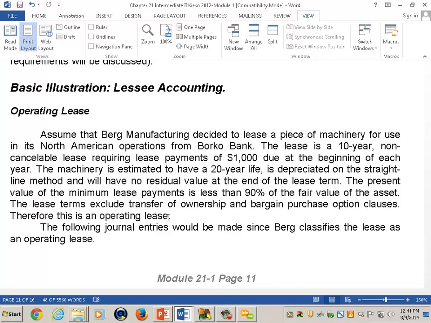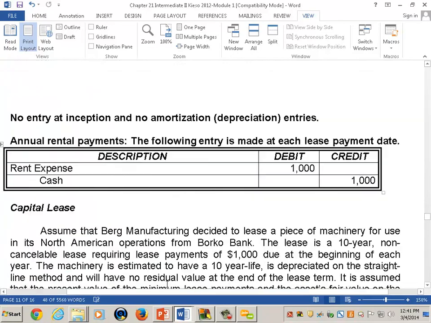The PV of the minimum lease payments are less than 90%, so under these rules, you don't have a capital lease. No transfer of ownership, no bargain purchase option, and in fact, you fail the 75% test because the lease term is 10 years, but the asset has a 20-year life. So we know that's 50, so that's less than 75. So we know that that is not a capital lease. It's an operating lease, and let's see how you would account for it.